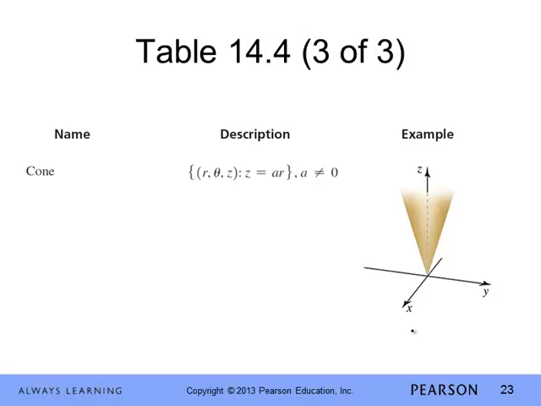Think about what the equation for a cone is in the rectangular coordinate system. Remember what it is? Something like z is equal to the square root of x squared plus y squared. A lot nastier. So you can see the benefit of using the cylindrical coordinate system.